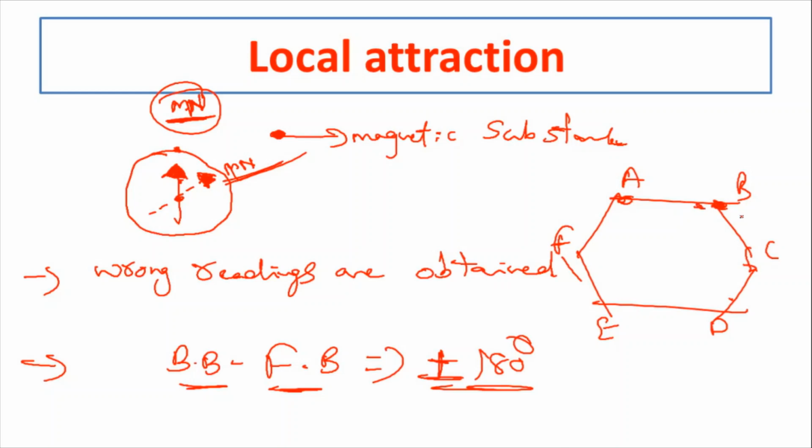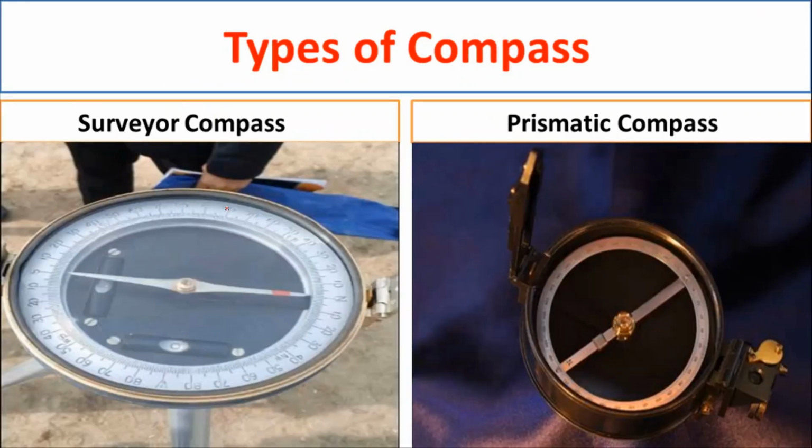The problem on local attractions is very important, especially for the GATE exam and IES exam. But for the remaining exams, it's not that important. So next one is the types of the compass. First, let us see the difference between surveyor compass and prismatic compass.